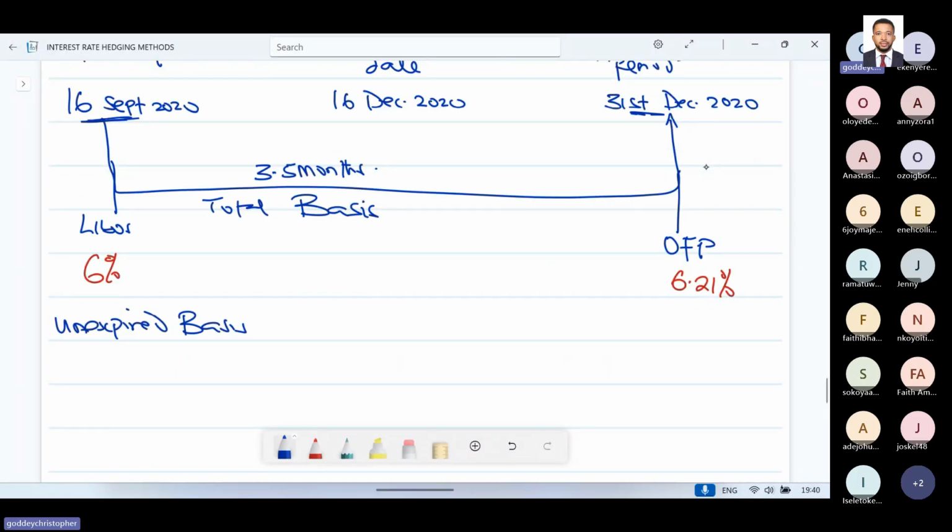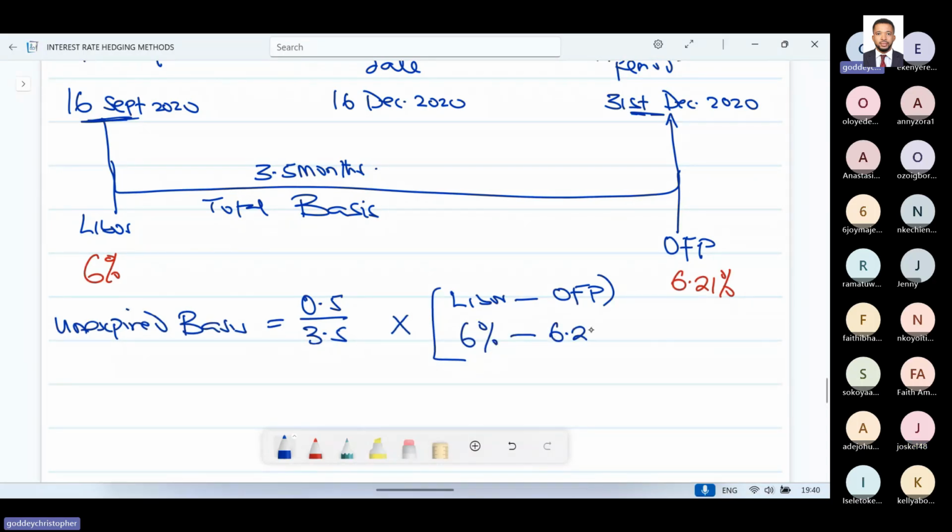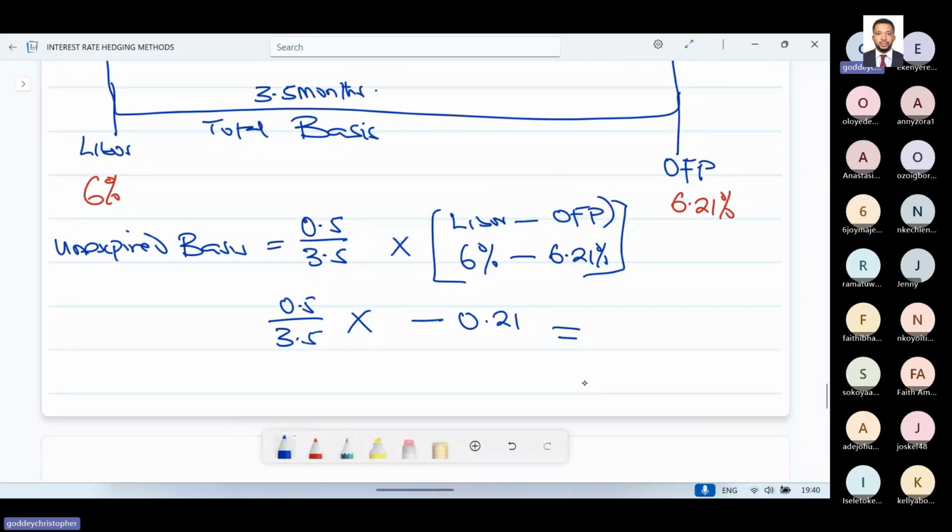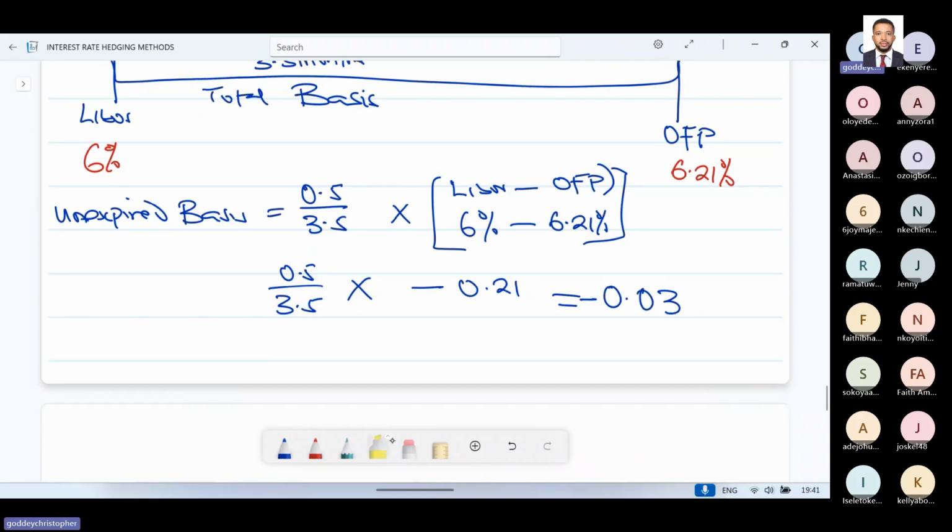Okay, so our unexpired basis, 0.5 divided by 3.5, then multiply by our total movement in basis. We are moving from LIBOR minus OFP, the same thing: 6% minus 6.21%, which is minus 0.21. Don't forget the same thing that we have in currency. So 0.5 divided by 3.5 multiplied by minus 0.21. Help me, what's my unexpired basis? Minus 0.03. Don't forget, if minus is there, please put the minus. It's very key. So I can get my locking rate now in peace.